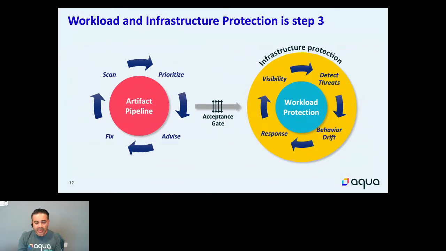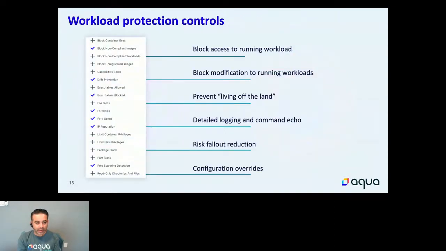So now that it's gone through step three and got to the acceptance part, we're going to go into the actual protection of the container now that it's spun up as a container. We always want to have visibility into it. We always want to be able to detect the threat, detect any behavior drifting, and give you a response to that. So the way Aqua does it is really through our runtime policy.